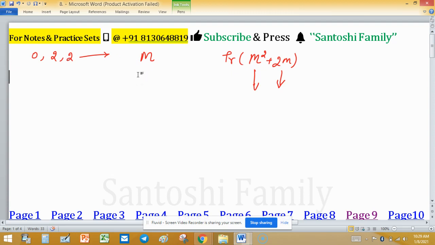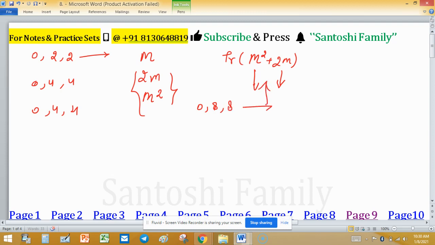The eigenvalues of 2M will be 0, 4, 4, and the eigenvalues of M square will be 0, 4, 4. Now to find the eigenvalues of M square plus 2M, add these eigenvalues: 0, 8, 8 are the eigenvalues of M square plus 2M. So their trace will be 0 plus 8 plus 8, which is equal to 16, which is not equal to 8. So this statement is false. So statement 4 is false.